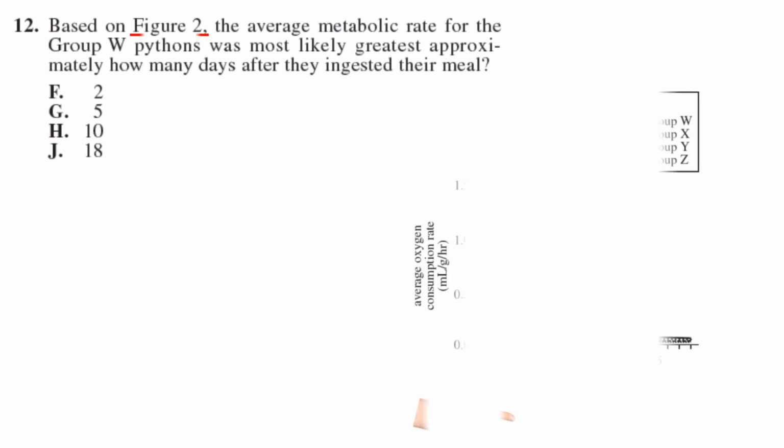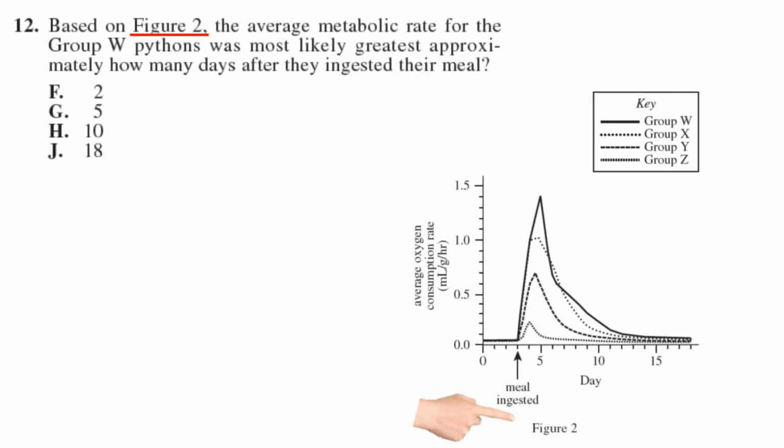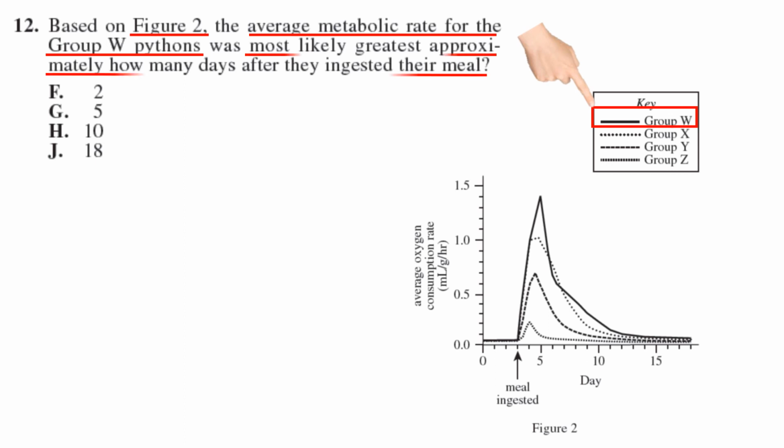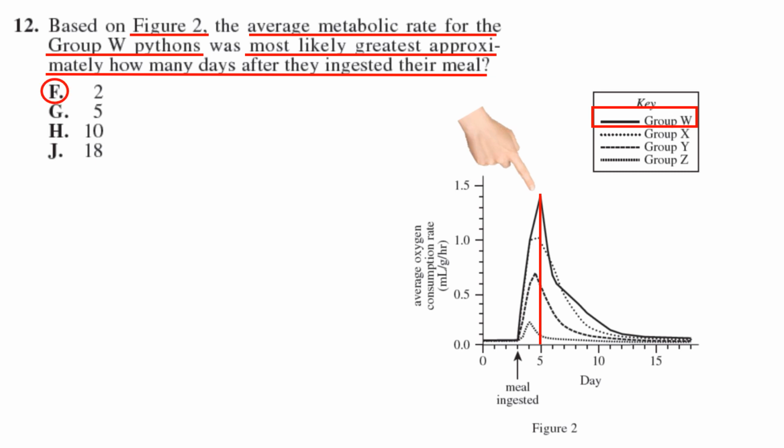Number 12, based on figure 2, the average metabolic rate for the group W pythons was most likely greatest approximately how many days after they ingested their meal? So they ingested their meal on day 3, right? And we see the average oxygen consumption is highest on day 5, which means they're burning more energy. A little bit of knowledge there. So that's 2 days after they ingested the meal, so choice F.